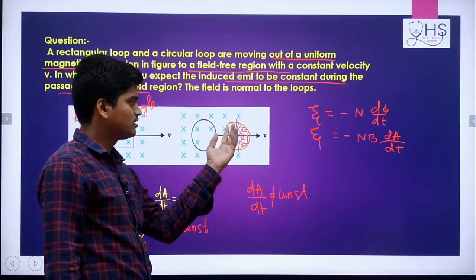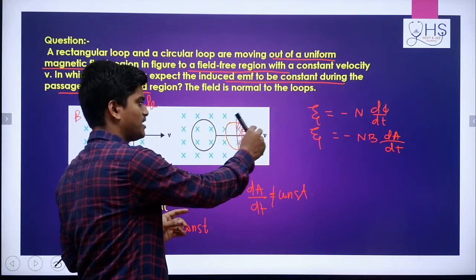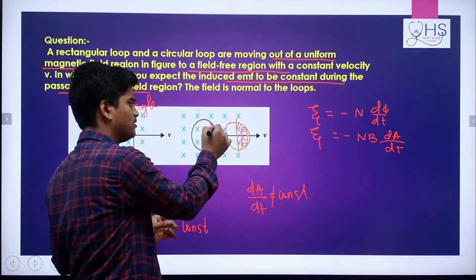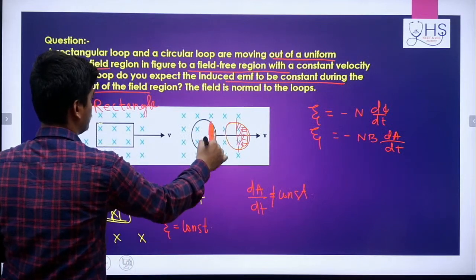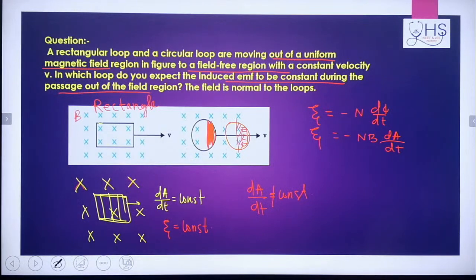As time passes when it goes out, its area will change. Some small area will come out, then again a large area will come out. With respect to time, if you check this shaded area, it will change. Okay, so you can understand this. So the rectangular loop will have constant EMF during the passage out of the field region. I hope you got the point.